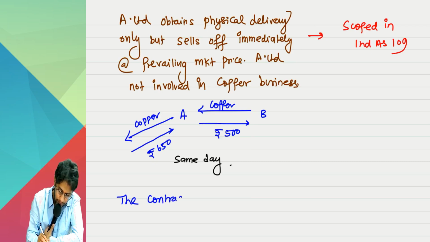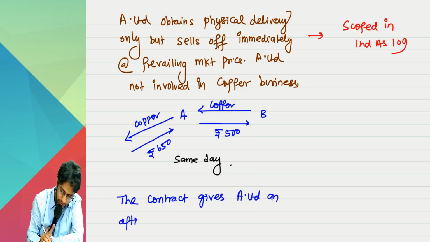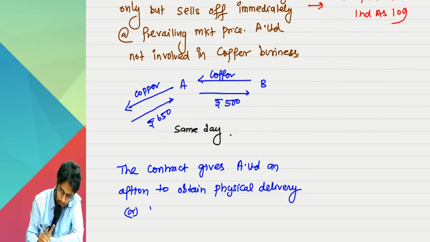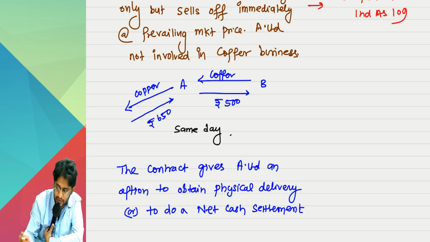The contract gives A Limited an option to obtain physical delivery or to do a net cash settlement. What do you feel in this case?